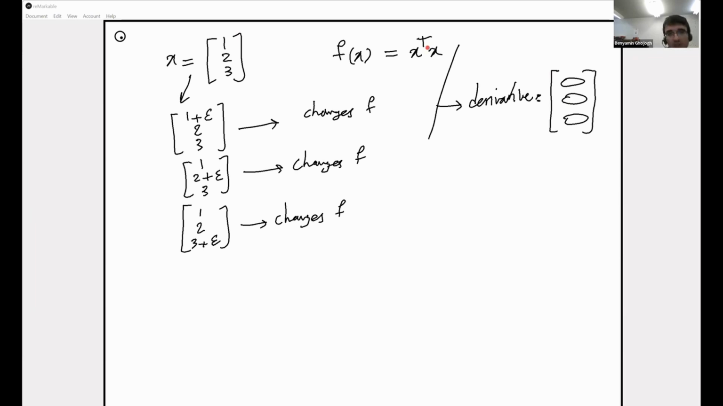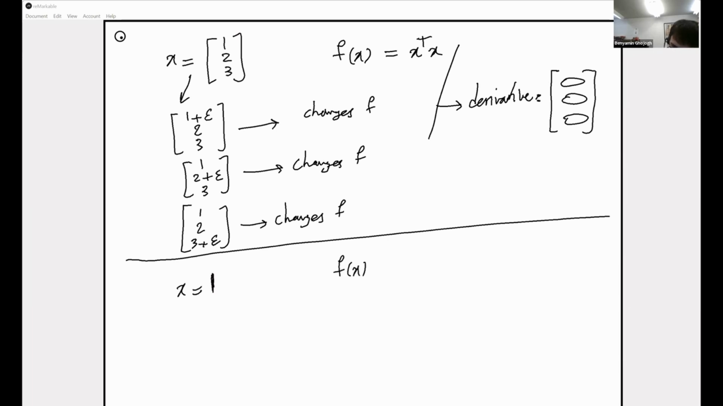So the first example was when the input is a scalar and the output is also scalar. Whenever you change this, for example, it changes f. Therefore, the derivative is one-dimensional. You have only one case where you can analyze, only a scalar.